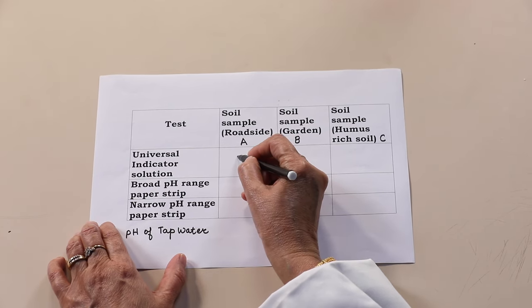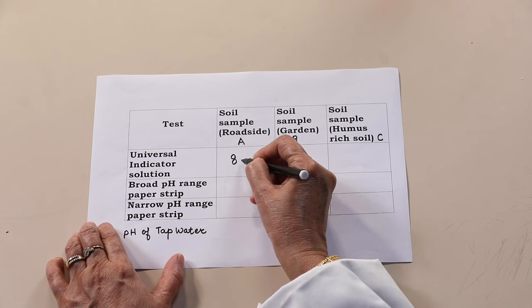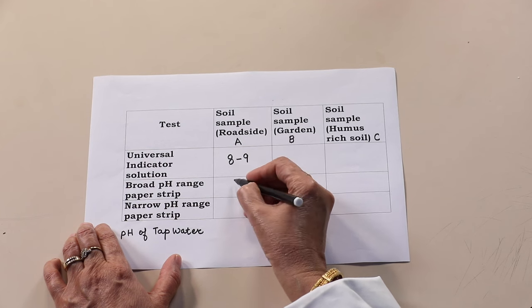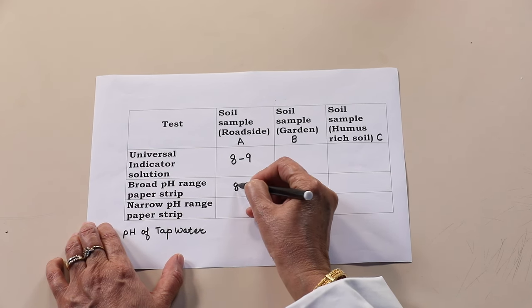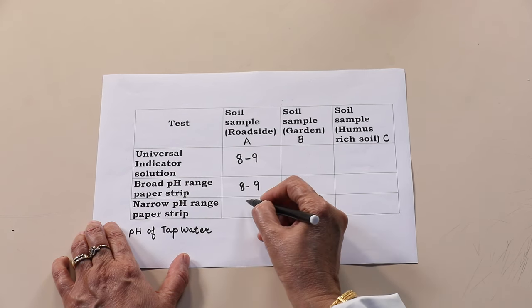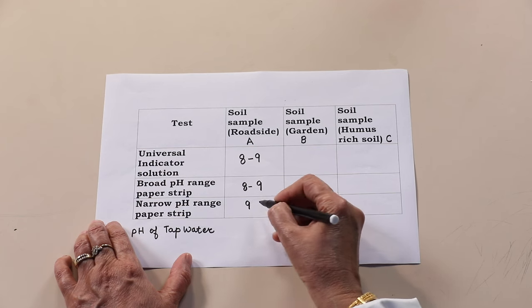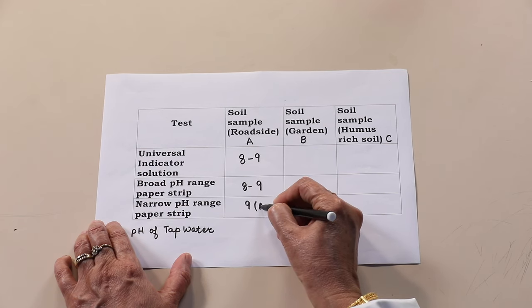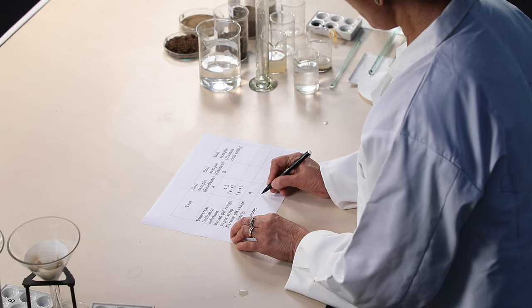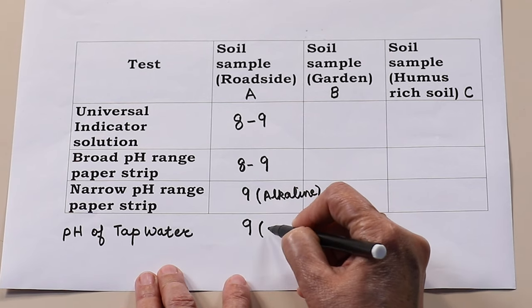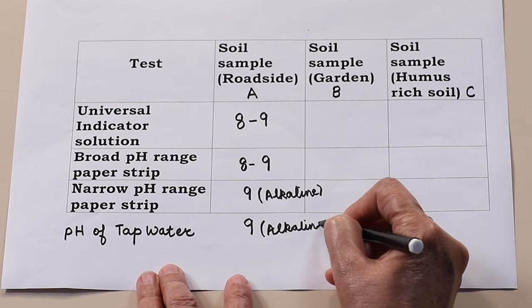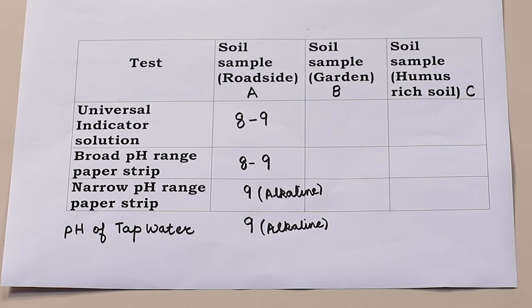The soil sample A that we had used, which was roadside soil, the pH that we obtained from universal indicator solution as well as from the broad pH range paper strip and narrow pH paper strip was between 8 to 9. pH of tap water was also 9. So, the tap water is alkaline. The soil sample given is also alkaline.